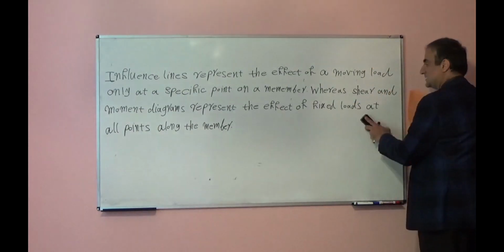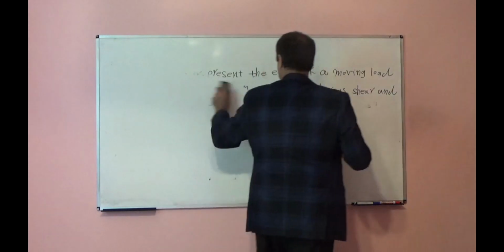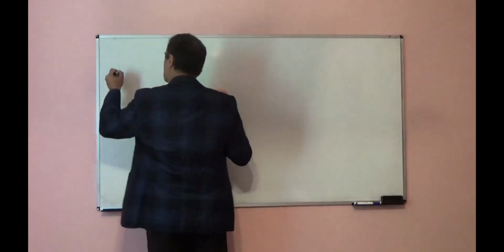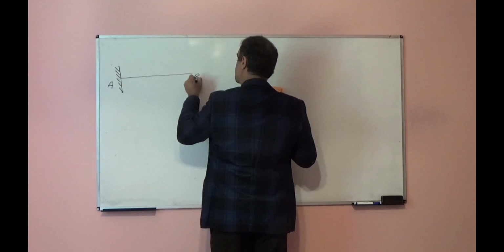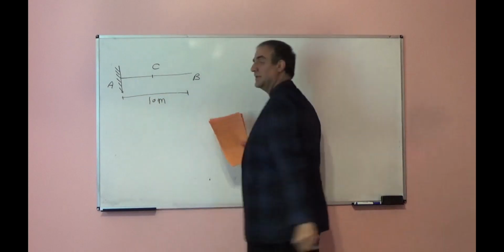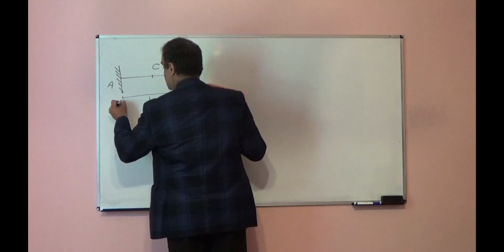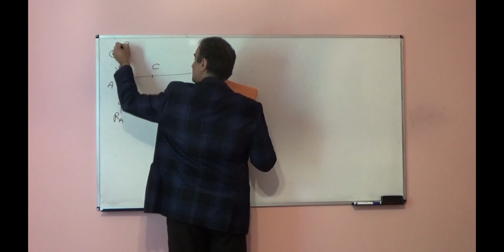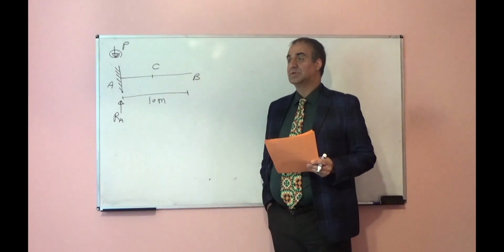Let's look at one example, very simple example, and find the influence line for this example. Assume we have one cantilever beam, support A, free end B, and point C, and 10 meter cantilever beam. We want to find the influence line for reaction at point A. It means if we have one load like P and it travels from A to B, what is the variation in the support reaction at point A?